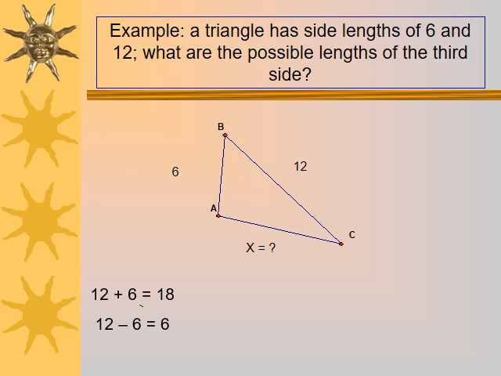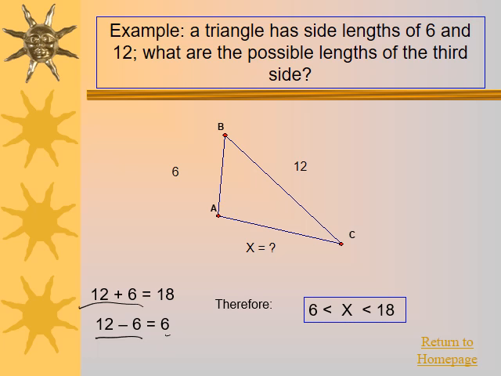So if I take 12 plus 6, that's going to give me 18. Something's got to be smaller than 18, remember? But if I do 12 minus 6, that would be something bigger than 6. Therefore, it could be between 6 and 18. Because remember, if it is 6, then 6 plus 6 could not be greater than 12. And if it is 18, then 6 plus 12 is not greater than 18. That's why it has to be bigger than 6 and less than 18. So another way to look at that is x is bigger than 6 and x is less than 18.